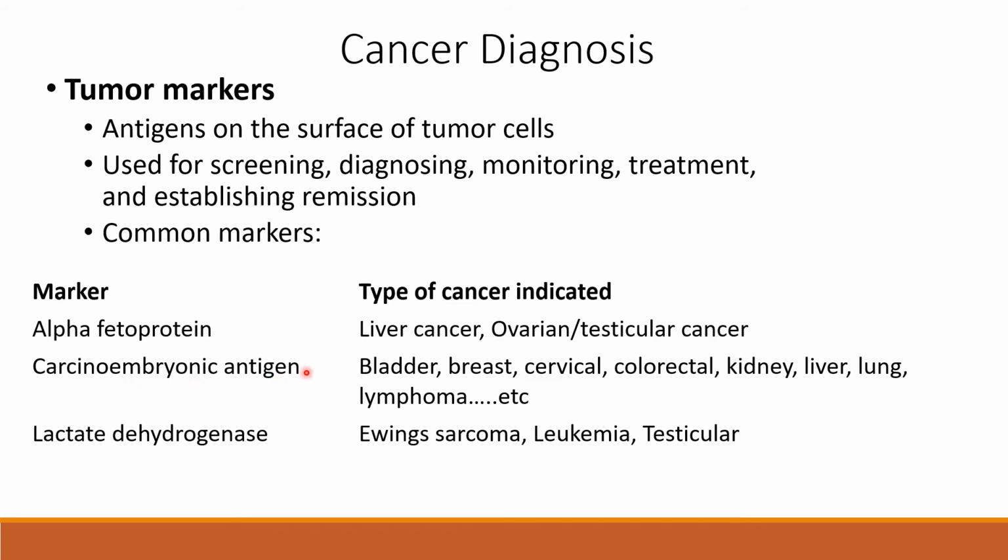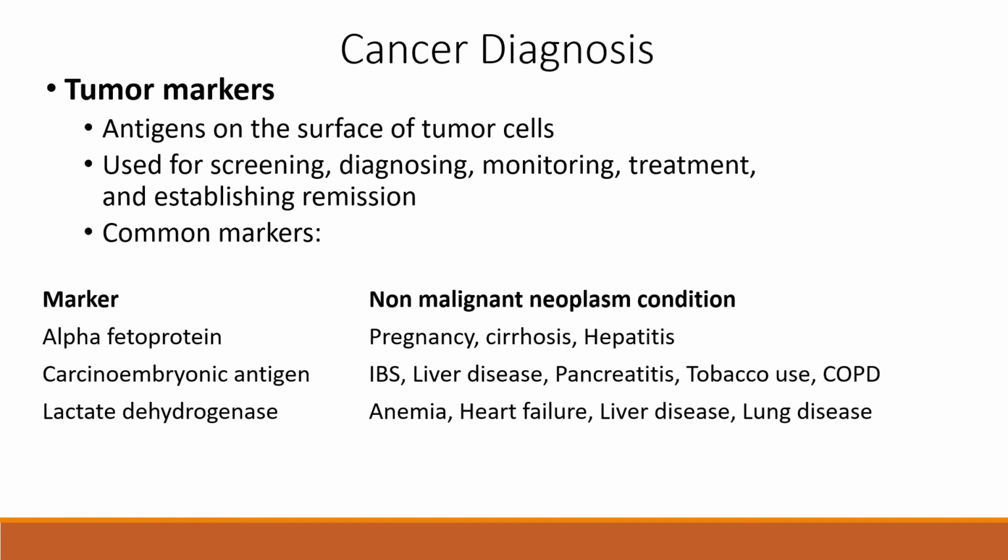Carcinoembryonic antigen indicates that you might have bladder, breast, cervical, or colorectal cancer, any number of these types. And lactate dehydrogenase is indicative of a few different types of cancer as well. Now, take these with a grain of salt because you have to use them with other diagnostic procedures. Here we have these same markers present in different conditions.